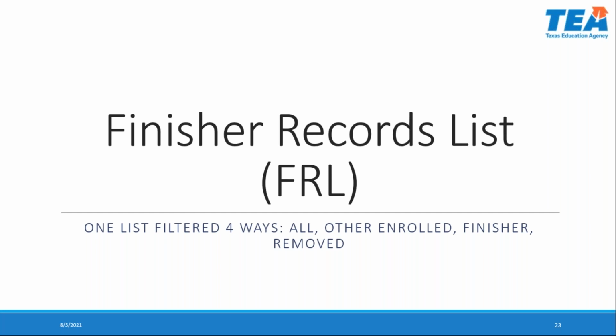The current finisher records list is accessed via the Maintain Finishers link on the ASEP menu. The finisher records list that we use today is one list that can be filtered 4 ways. You can generate a list that shows all candidates, or you can filter the list to show only candidates with other enrolled status, or only candidates with finisher status. You can also see candidates you have removed. Due to a system enhancement last year, programs can update the enrollment status of multiple candidates simultaneously using a CSV file and bulk upload, which is likely pretty helpful to the larger programs.